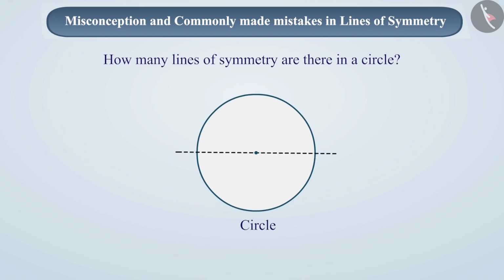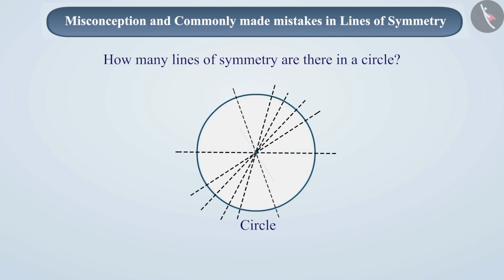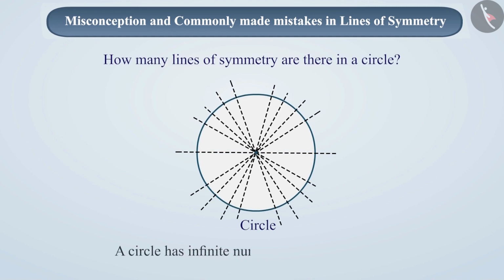Any line passing through the center of the circle divides it into 2 symmetrical parts. Since we can draw an infinite number of lines of symmetry through the center, there are infinitely many lines of symmetry in a circle.